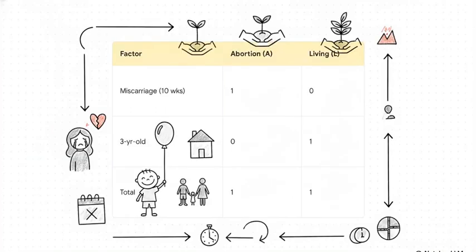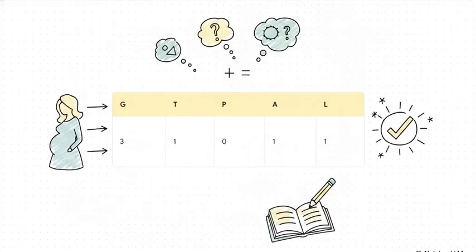All right, down to the final 2 letters, A for abortions or miscarriages, and L for living children. The story explicitly mentions she had a miscarriage at 10 weeks, so we drop a 1 right into the A column. For living children, we just look at who is alive today. She has 1 3-year-old child. That gives us a 1 under the L column. And no, the current pregnancy doesn't count here, because that baby hasn't actually been born yet. Let's pull all our individual tallies into one clean line to get the final format you'd look for on your test. G equals 3, T equals 1, P is 0, A is 1, and L is 1.